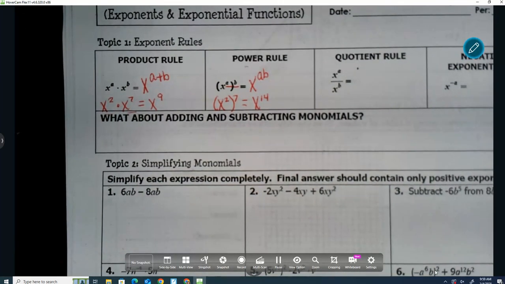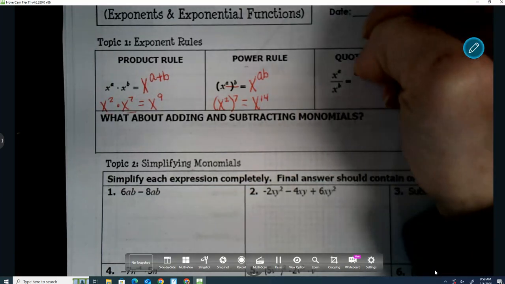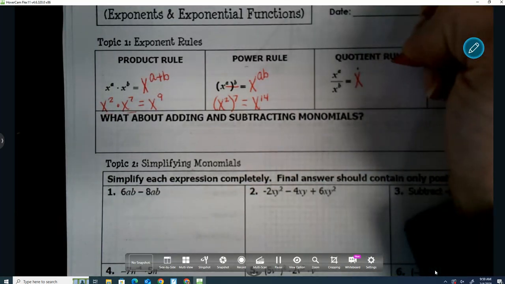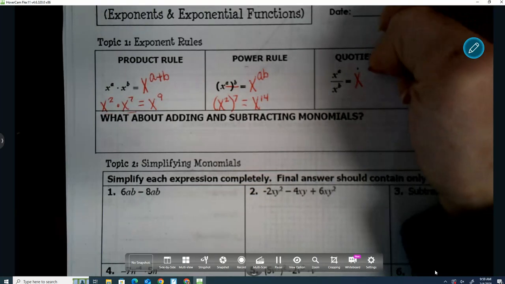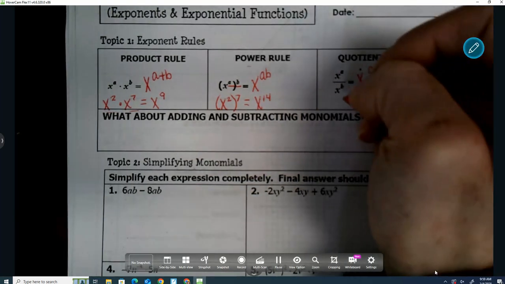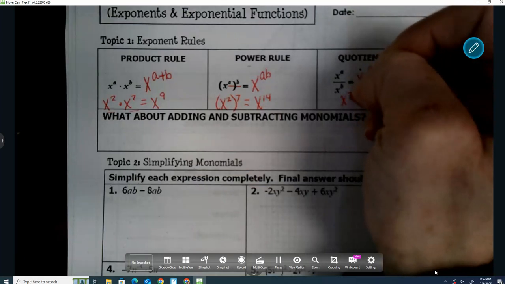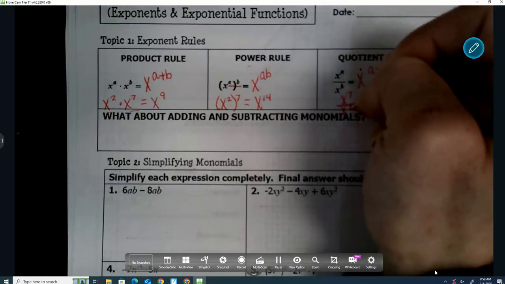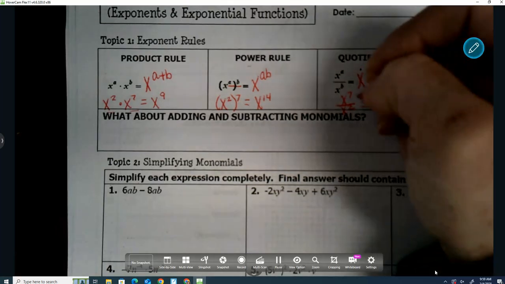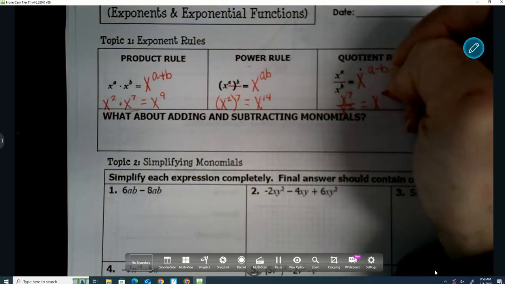Quotient rule. When things are divided, what do we do with our exponents? Subtract, yep. So that's x to the a minus b power. So if I said x to the 7th divided by x squared, you could write it out. 7 x's on top, 2 on the bottom. It reduces. 7 minus 2 is just 5.